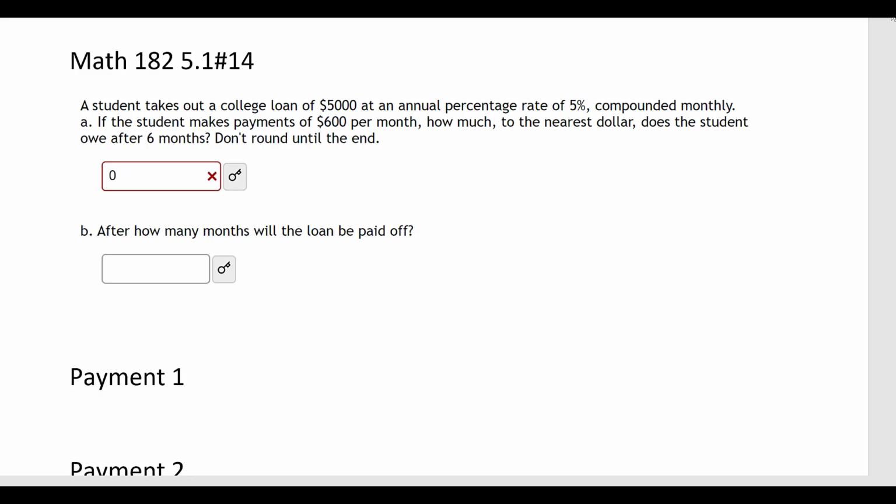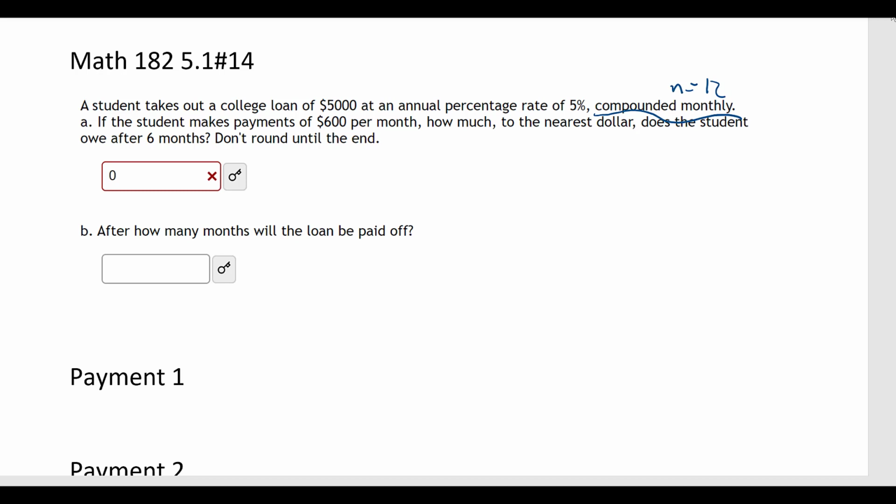Here's another problem from 5.1, number 14. It says a student takes out a college loan of $5,000 at an annual percentage rate of 5% compounded monthly. So that's 12 times a year. If the student makes payments of $600 per month, how much to the nearest dollar does the student owe after 6 months? And it says don't round until the end.